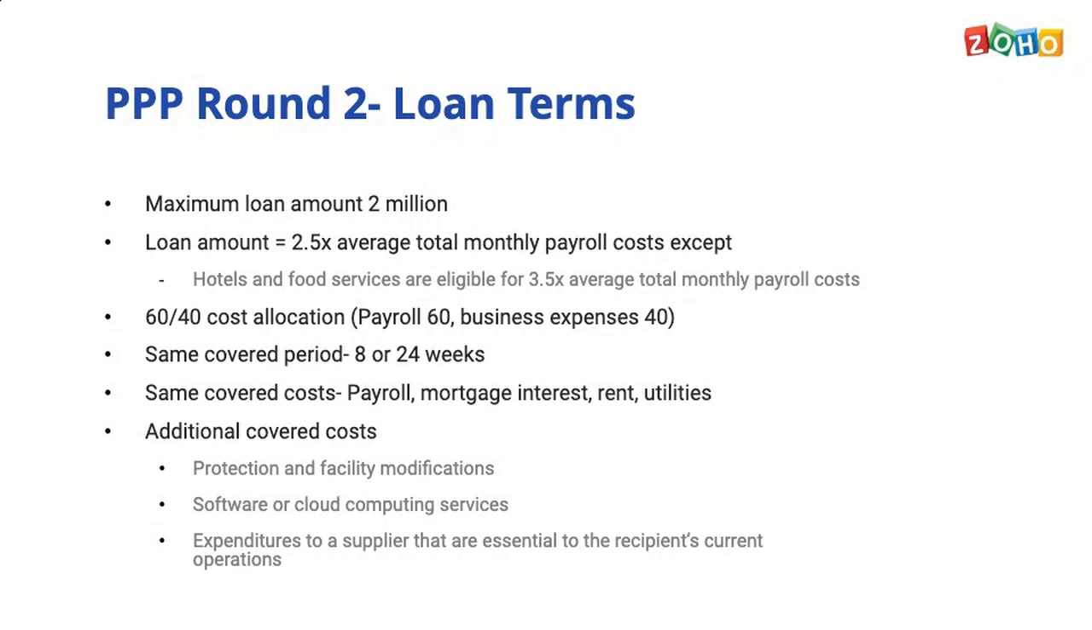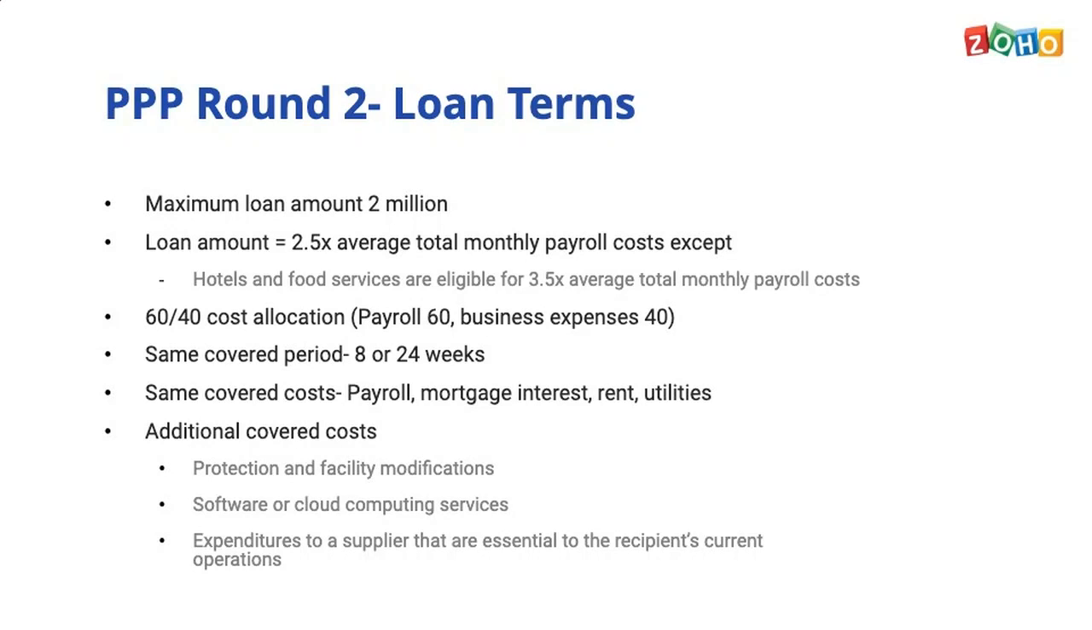And so for PPP Round 2, loan terms are very similar to the previous one, except for the loan amount being $2 million versus $10 million. The loan amount is 2.5 times your average total monthly payroll. But one thing they did change is hotels and food services are eligible for 3.5 times average total monthly payroll. So I thought that was kind of cool. Definitely, because I know a lot of restaurants that are struggling during this time, just because more people are doing takeout and everything. The cost allocation is still the same. So 60-40, 60% towards payroll and 40% towards business expenses.